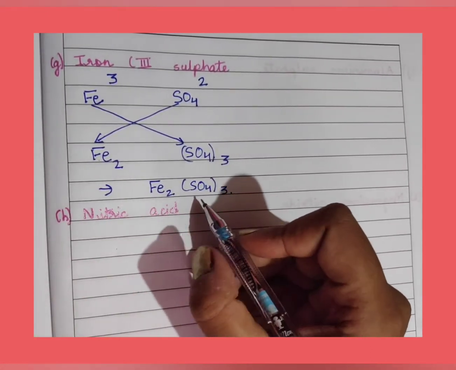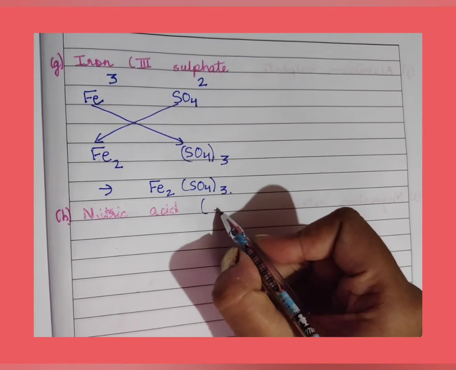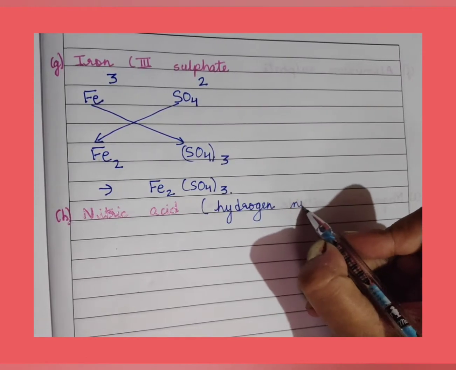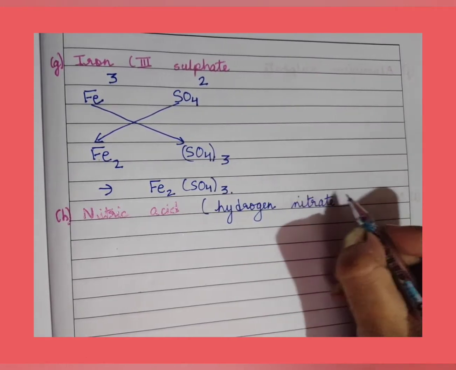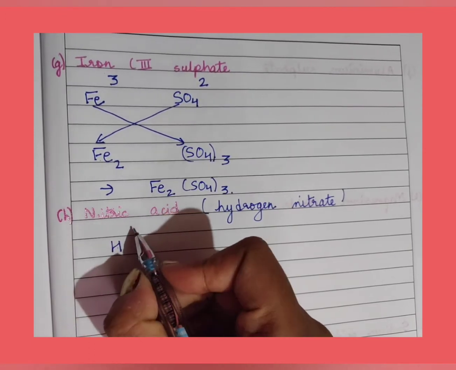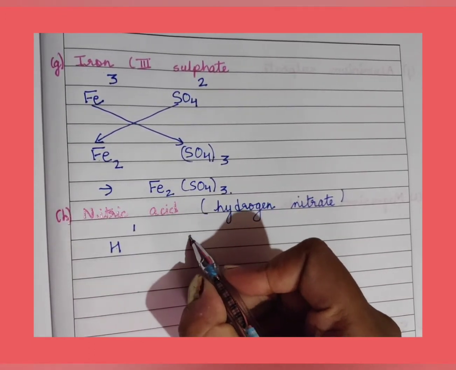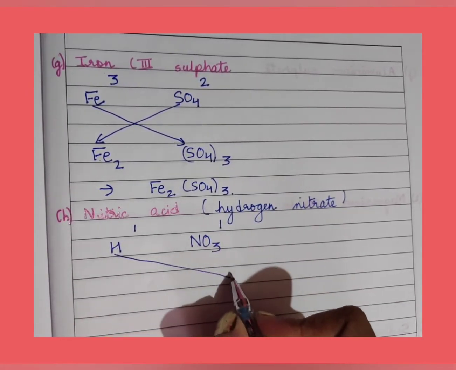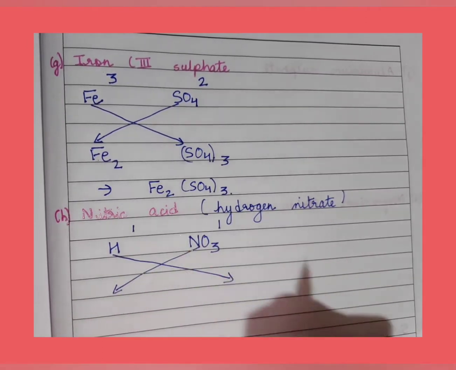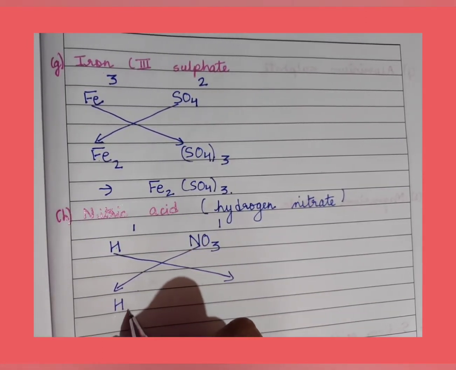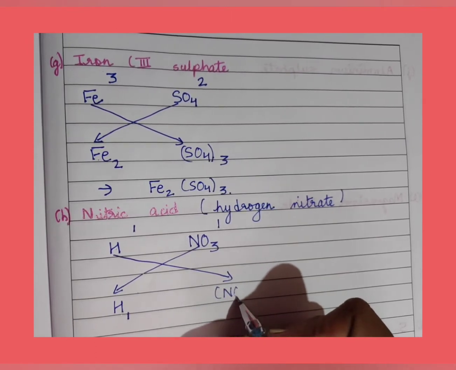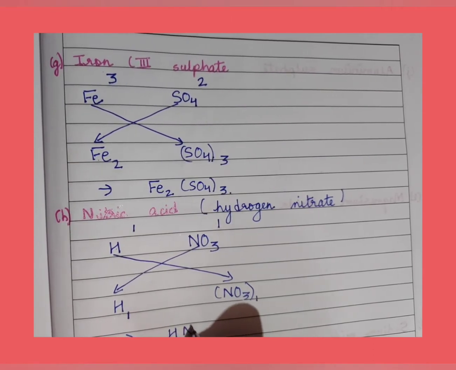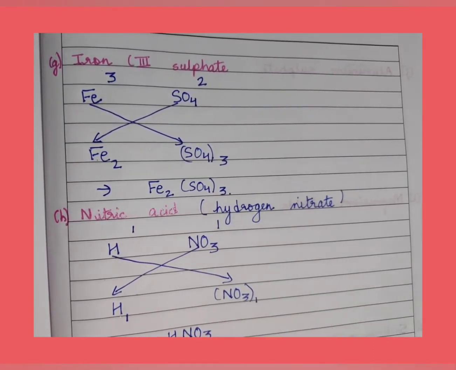Next comes nitric acid. Now what is nitric acid? It is actually hydrogen nitrate. So hydrogen has valency 1, and nitrate, what is the formula? NO3, valency is 1. Now they interchange the valencies. So what will you get here? 1, here also 1. So what is the formula? HNO3, we are ignoring 1.